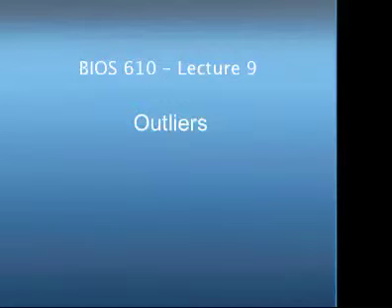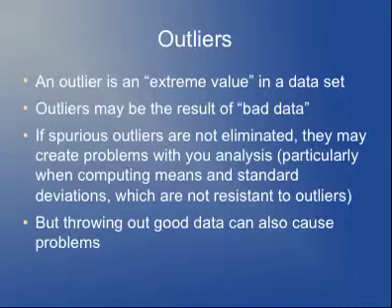At any rate, outliers. As you'll recall, we've discussed before, and you probably know the terminology already. An outlier is an extreme value in a data set, an unusually large or small value, and quite often it's the result of bad data: either your equipment malfunctioned or somebody miskeyed the data when they were entering it into the computer, whatever the case may be.